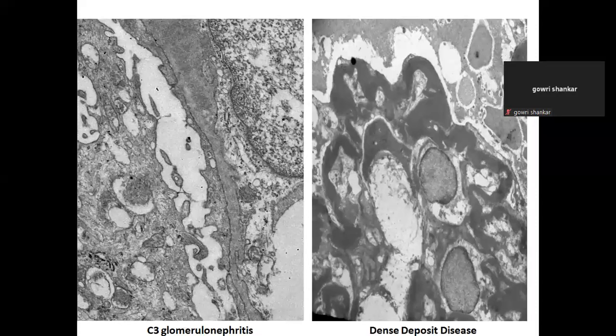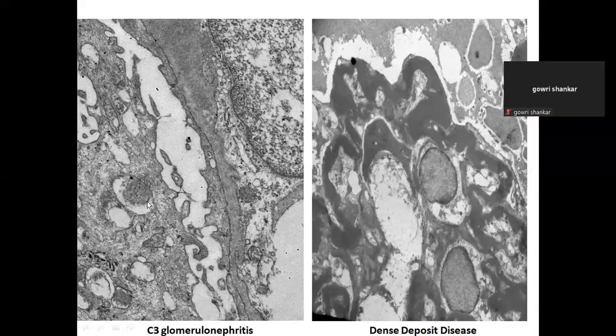Okay. So now the thing is, if there is C3 glomerulopathy, you need to say whether it is C3 glomerulonephritis or dense deposit disease. You can't diagnose C3 glomerulonephritis or dense deposit disease based only on light microscopy. So if you find intramembranous electron dense deposits like this, sometimes they are interrupted, but sometimes they are continuous also. These kind of intramembranous electron dense deposits are classical of dense deposit disease.